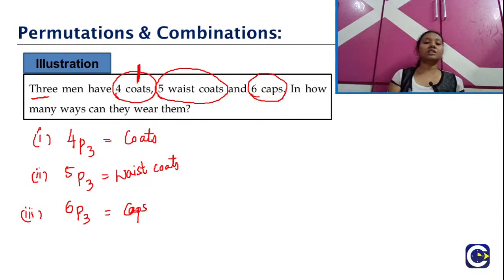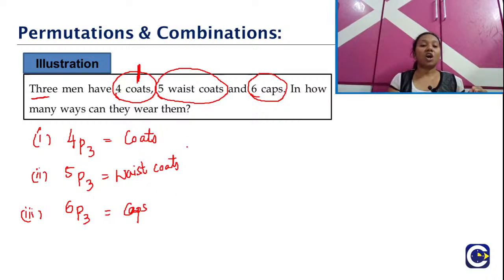So now here the thing is, the question is, they didn't ask like how many ways 3 men will be wearing a coat, or else they didn't ask you how many ways they'll be wearing a waistcoat. Instead, they have mentioned that in how many ways can they wear them. That means they'll be wearing all these 3 together.